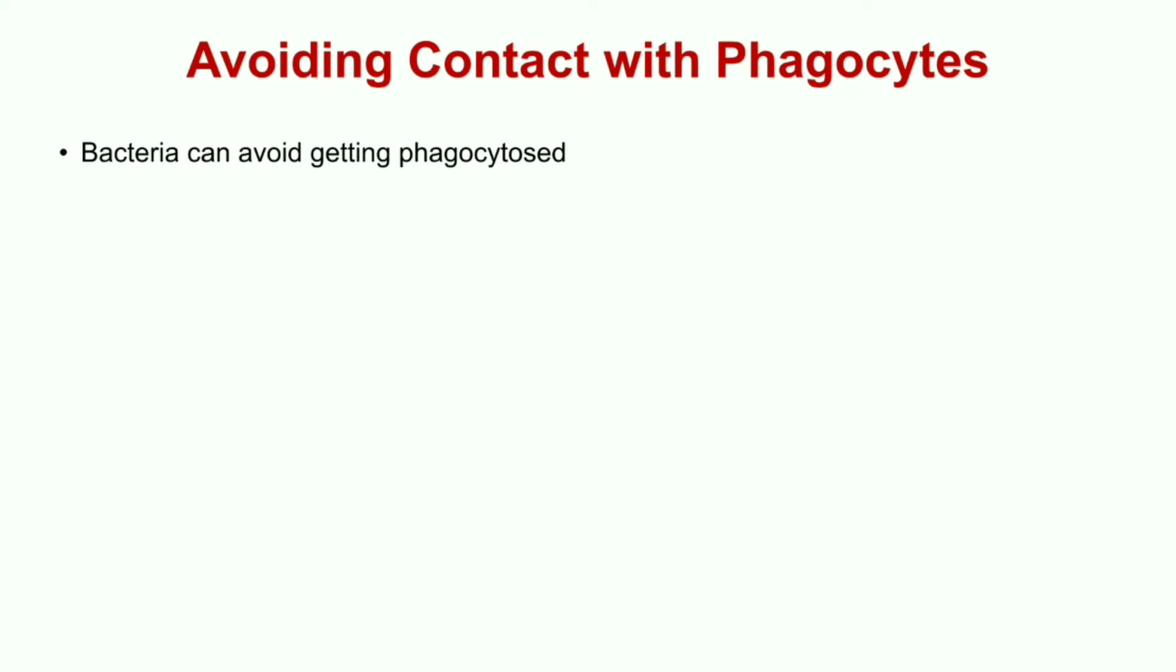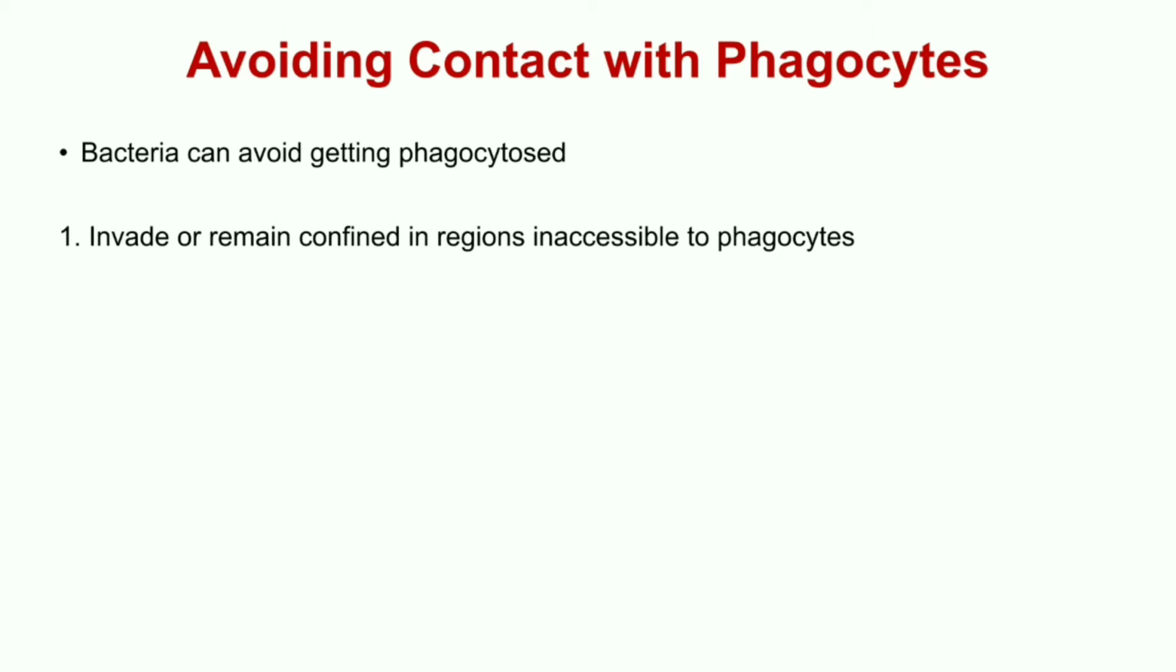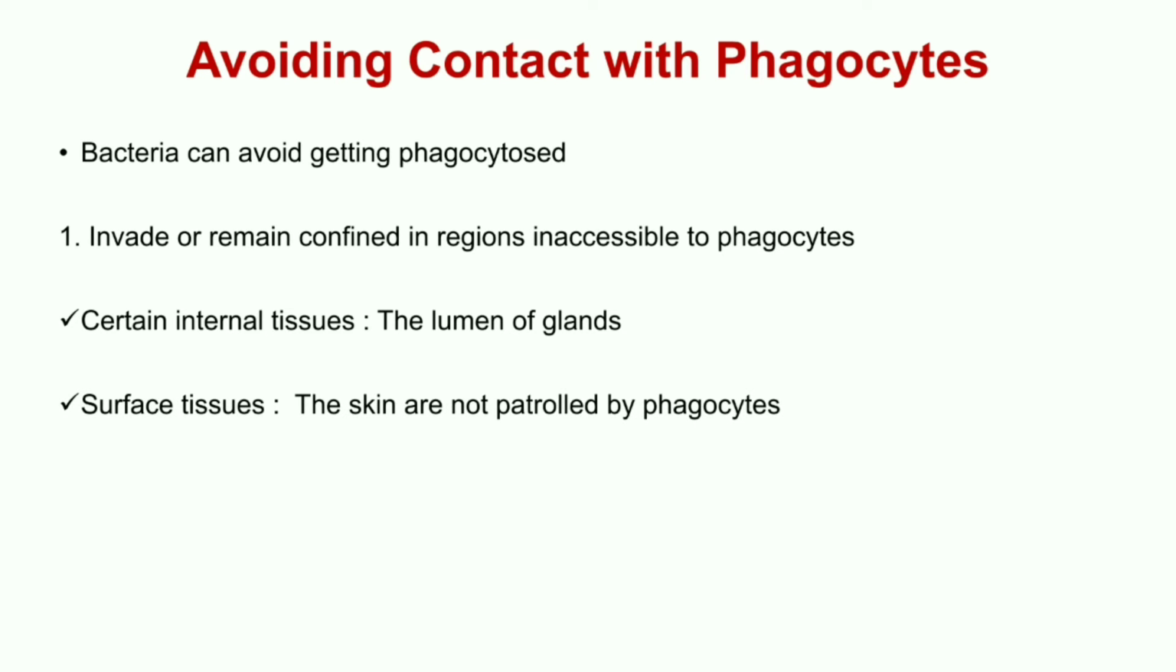Bacteria can avoid contact with phagocytes in a number of ways. The first one being invade or remain confined in regions where they are inaccessible to the phagocytes, that is, hiding in certain areas so that they go undetected by the phagocytes. They can hide in certain internal tissues such as lumen of glands or surface tissues such as the skin, which is not patrolled by phagocytes.